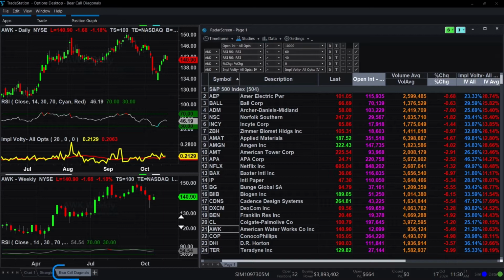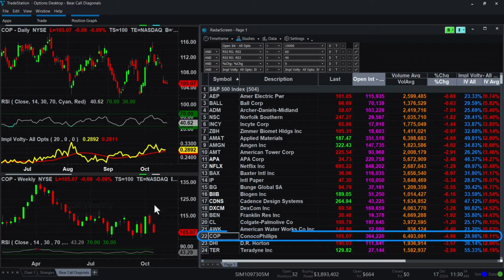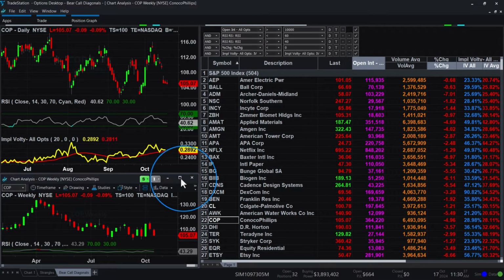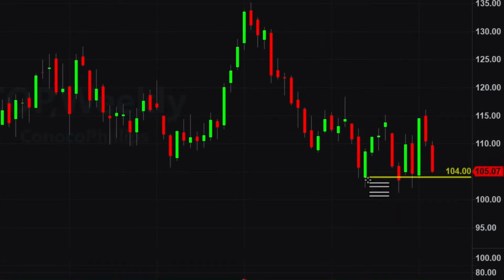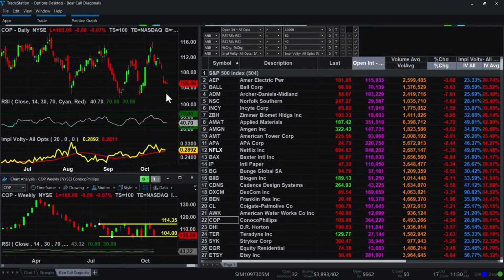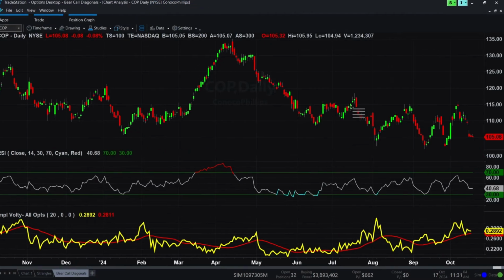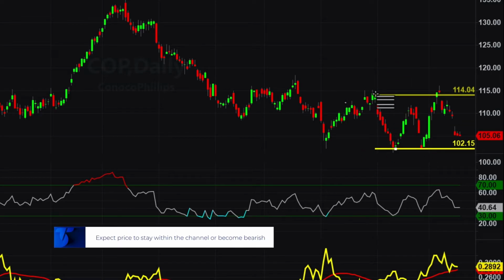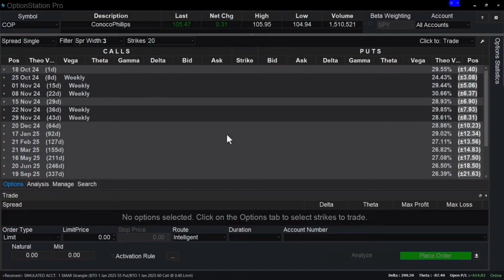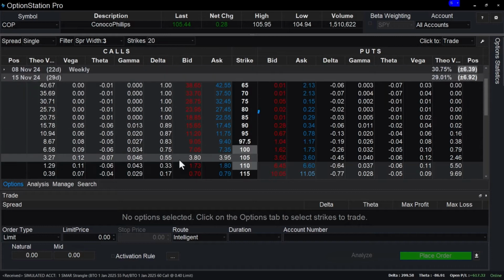Using the TradeStation workspace, the radar screen filter showed ConocoPhillips, COP, as a bearish candidate. The weekly chart shows prices moving within a channel between $104 and $114. On the daily chart, we can see more details of the price action and draw the channel between $102 and $114. If we expect COP to stay within the channel or become more bearish, we can open the diagonal spread by first selling the November 15th 105 calls.